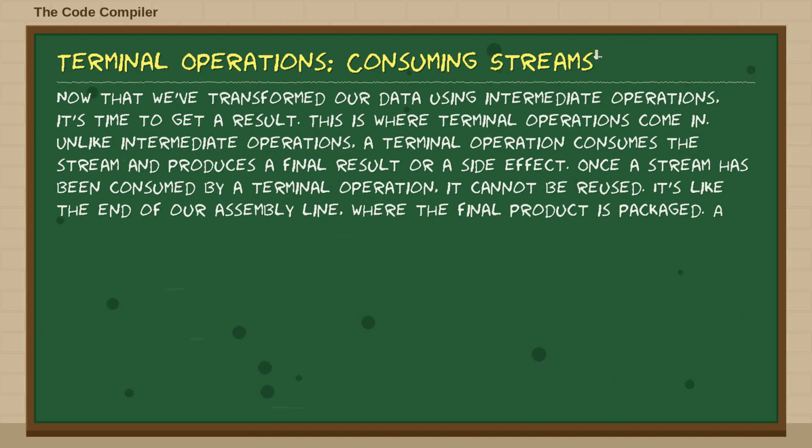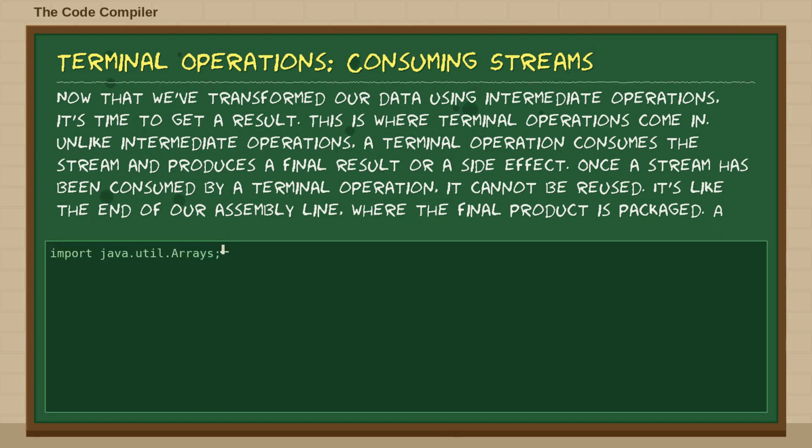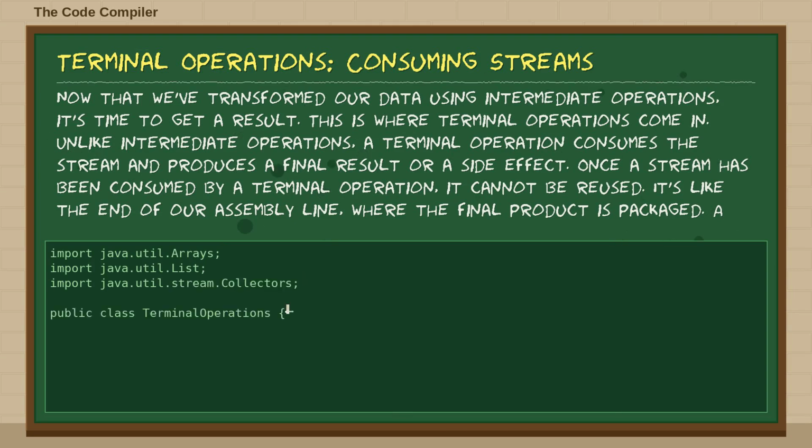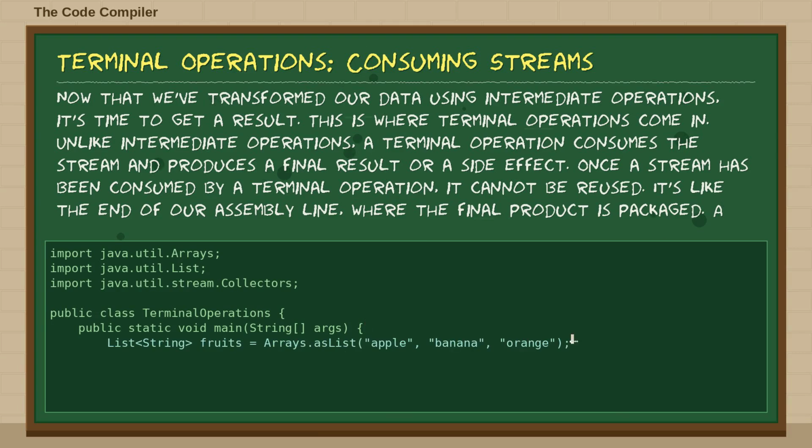A common terminal operation is forEach, which simply iterates over each element and performs an action, for example, printing each item. Another very powerful one is collect, which gathers the elements into a new collection, like a list or a set, or even aggregates them into a single value. This is incredibly useful for transforming your stream back into a usable data structure.